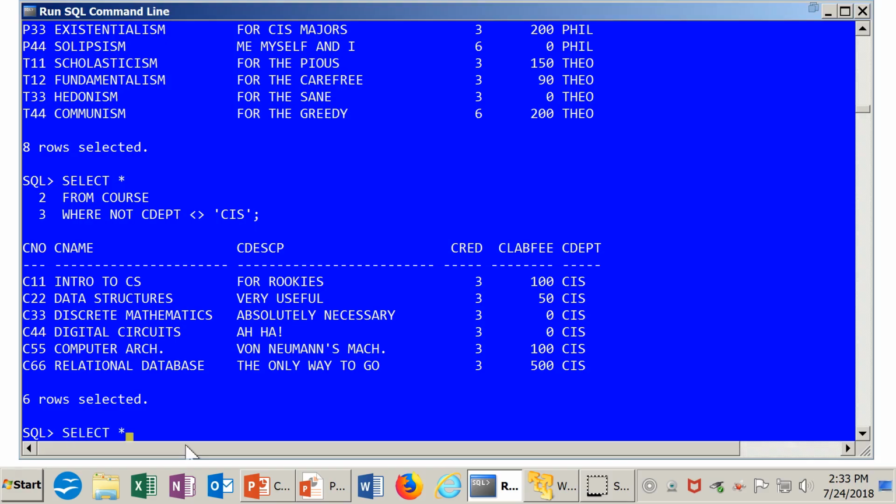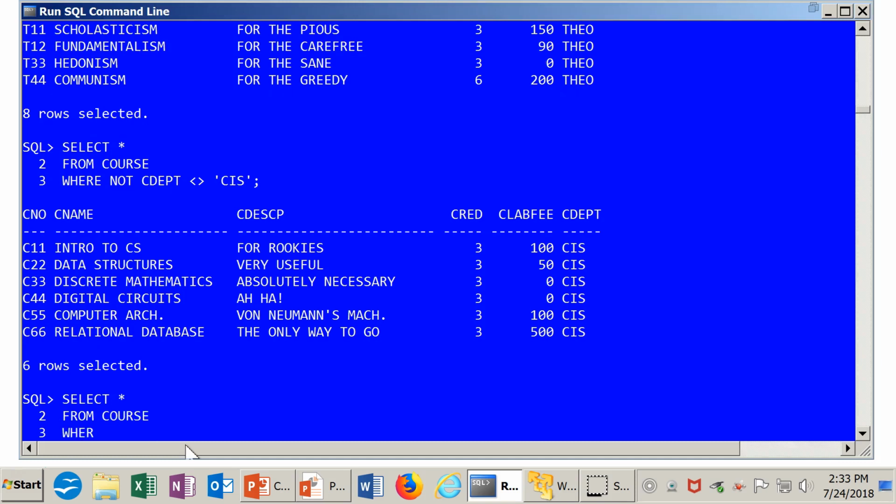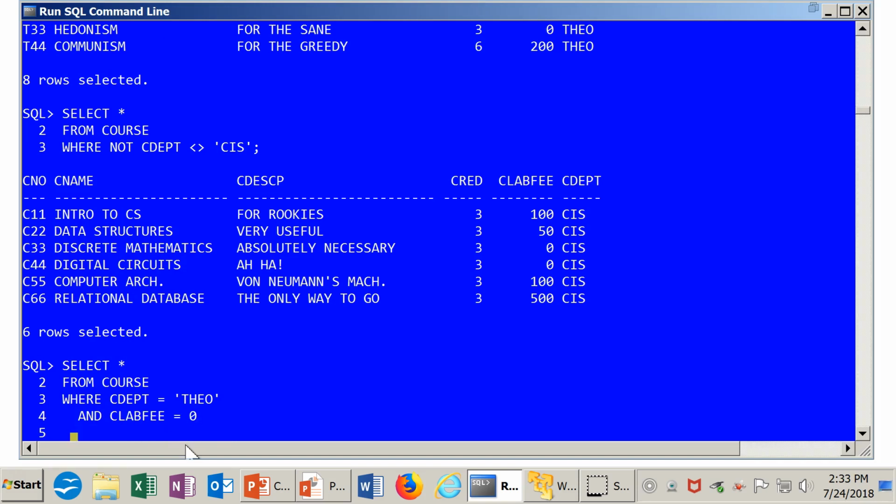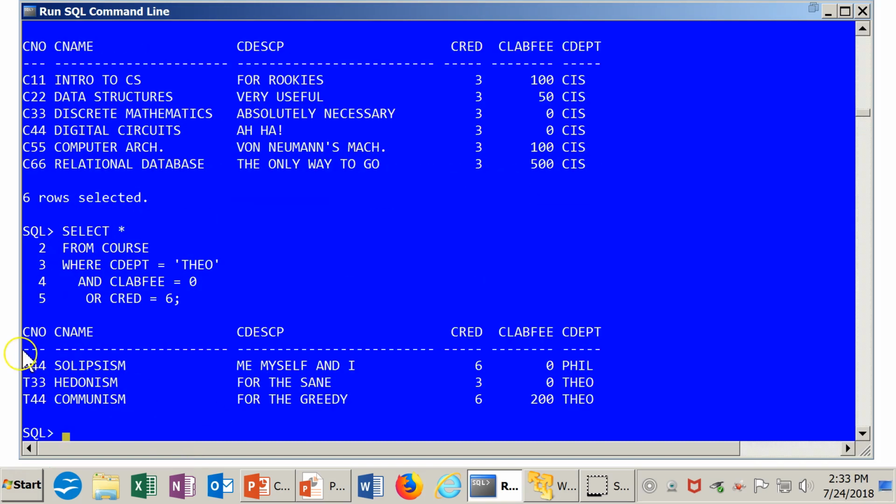So we're going to select from the course table where the department is equal to, easier said than done, right, is equal to theology, and the lab fee is equal to 0, or the credit is equal to 6. We fire this up and we get 3 rows.